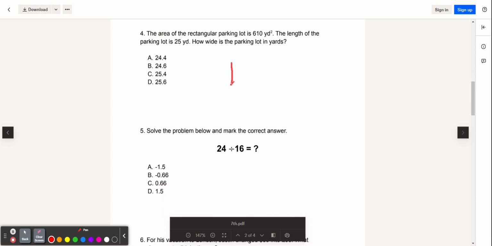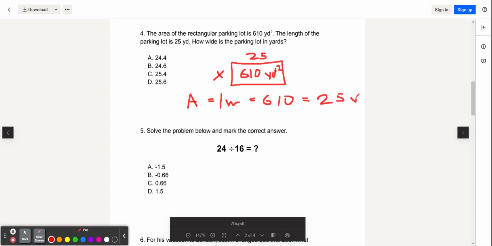Now, number 4. A rectangular parking lot looks like this. The area is 610 yards squared. The length of the parking lot is 25 yards. So, what is the width? Since we know that area equals length times width, we know that 610 yards squared is equal to 25 times our width. We divide both sides by 25. 25 cancels on the right, leaving just x, and here, once again, it is just division.